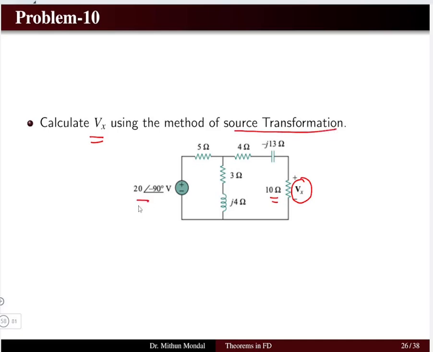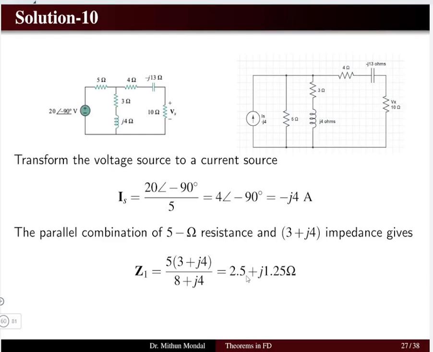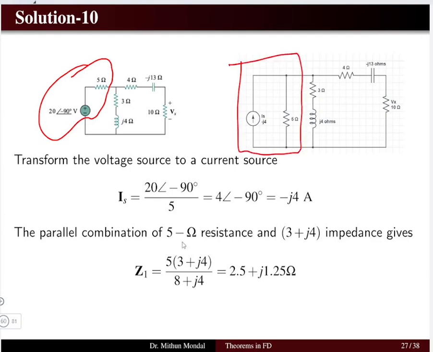We have a source 20 angle minus 90, a capacitor of minus J13 ohms, and an inductor of J4 ohms. So already these are in ohms, so we need not worry and we can directly go for source transformation. In the source transformation problem, we can see that the voltage source and a resistor are in series, which can be converted to a current source in parallel with the resistor. The current source we can get as the voltage divided by the resistance. So we will be getting the current as minus J4, which is flowing in the network.